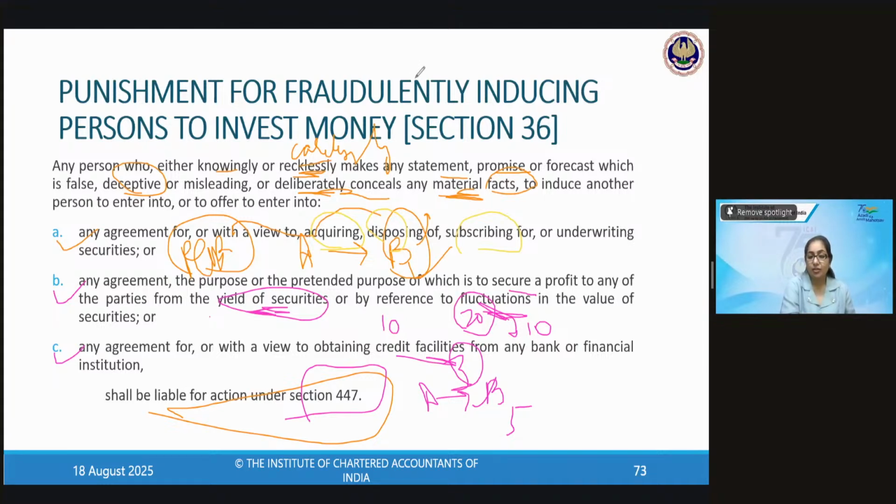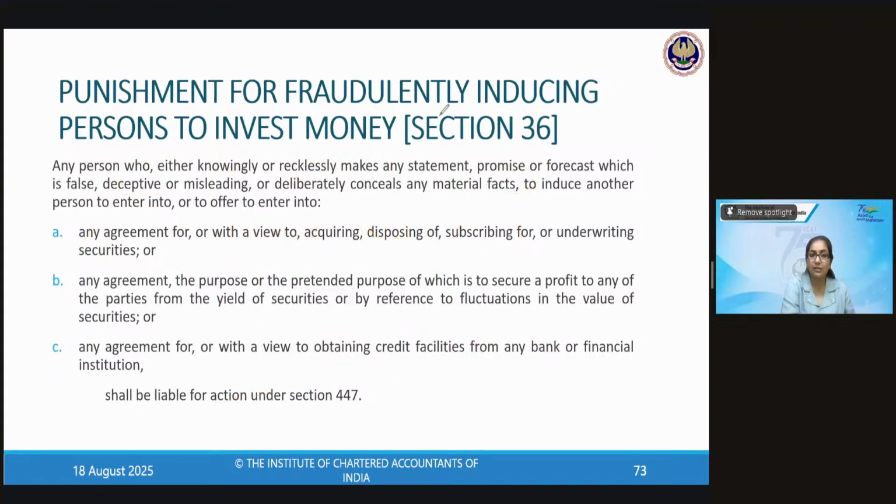So क्या कहते हैं section 36? 3 type of agreements. Number 1, inducing the person to enter into agreement for buying the shares, or inducing him to make certain profits for your friend, or with the view to obtain credit facilities. In all these cases, you will be punishable for the fraudulent investing, asking the other person to invest their money for fraudulent reasons. You will be liable for the action under section 447. So 447 की जो लिमिट्स दी गई हुई है उसके अंडर आपके ऊपर एक्शन ले लिया जाए.